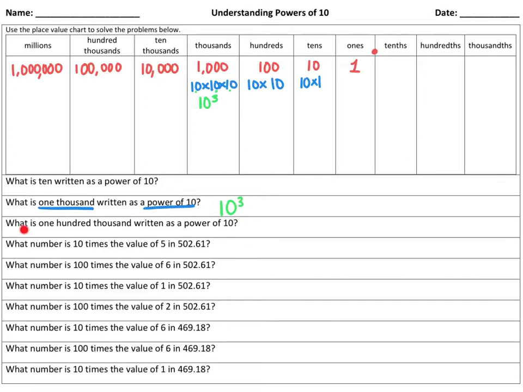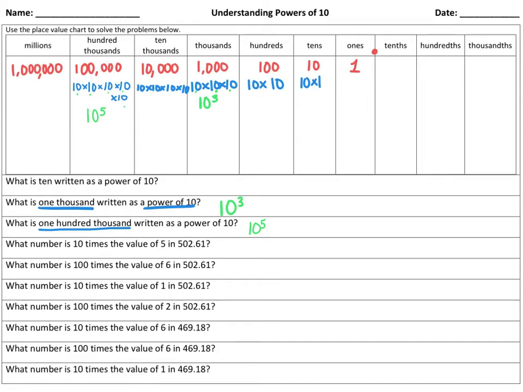All right. What is 100,000? Well, we can see 100,000 is right here. So we need to keep going. 10 times 1, 10 times 10, 10 times 10 times 10. And then here we'll do 10 times 10 times 10 times 10. There's 4 tens there. And then in 100,000 we'll do 10 times 10 times 10 times 10 times 10. How many tens are there? 1, 2, 3, 4, 5. So we have 10 to the fifth. So what is 100,000 written as a power of 10? 10 to the fifth.